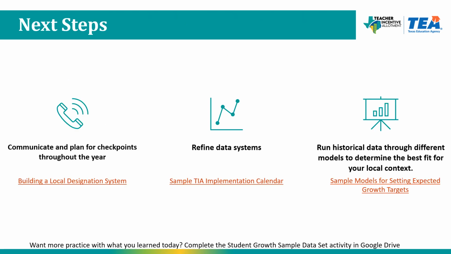Next steps for districts that want to calculate growth locally should include the development of a communication plan for stakeholder engagement to determine which models may best represent particular courses. Additionally, districts need to plan for checkpoints with teachers throughout the year to determine if students are on track to meet their growth goals. Districts should also refine their data systems to ensure alignment with setting growth targets locally. This includes processes for tracking teachers throughout the year, organizing data, and securing the data.